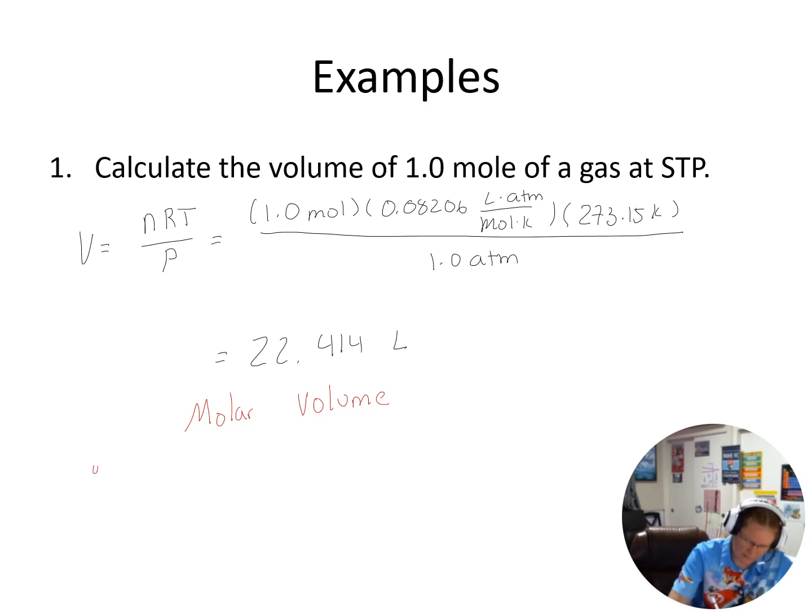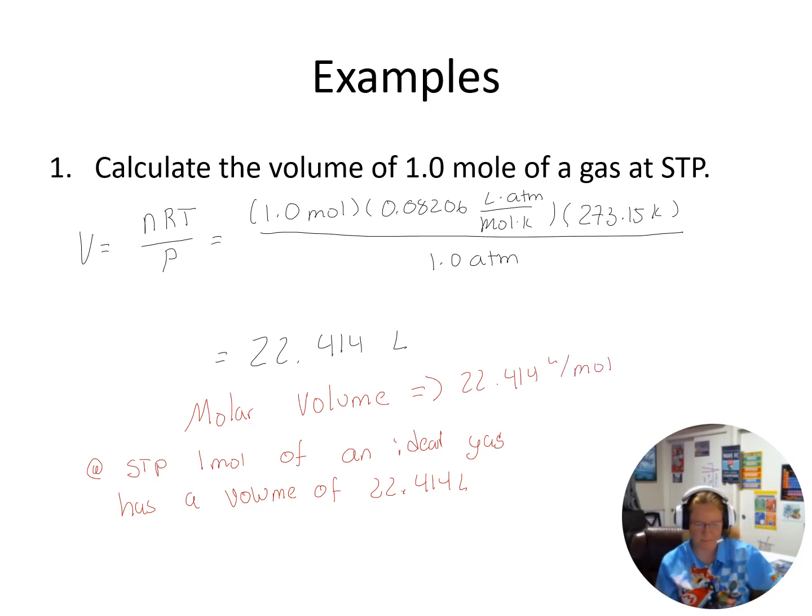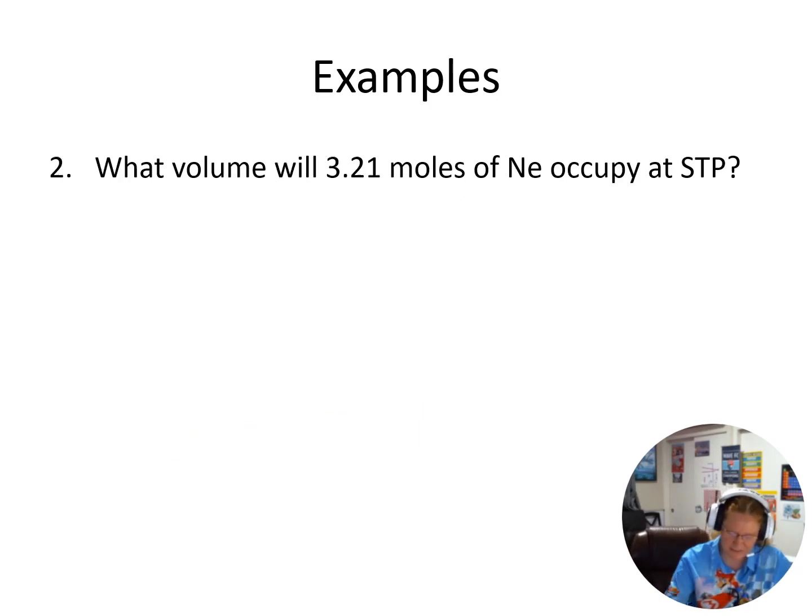So at STP, 1 mole of an ideal gas has a volume of 22.414 liters. Okay? So what we say is we have 22.414 liters per mole. Okay? So this has some interesting implications. So let's take a look at this next one.